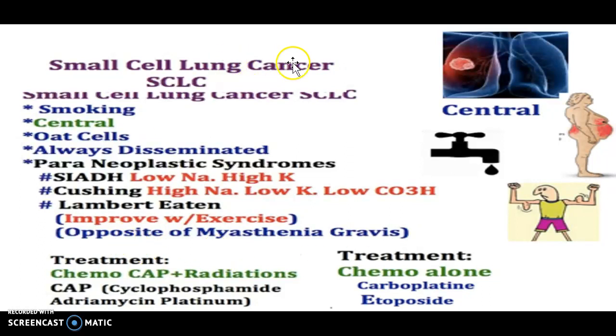If the small cell lung cancer is at an early stage, then chemo and radiation, and if it's at an advanced stage, it's chemo alone.